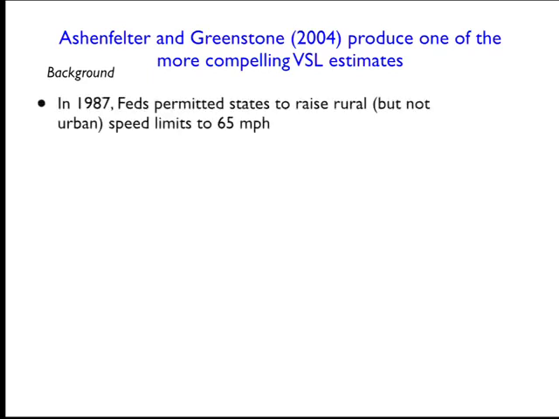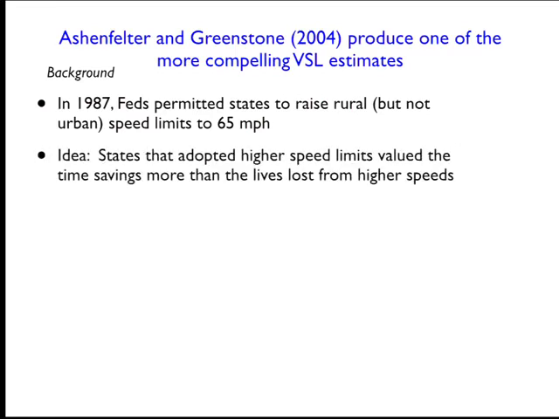Okay, so the background here is that a long time ago, before most of you were born, I believe, the speed limit was only 55 miles an hour on all highways in the United States. That itself was a reaction to an energy crisis; it used to be higher, and then they reduced the speed limit. But when it was 55, they decided in 1987 that they would permit states to raise the speed limit on rural but not urban interstates up to 65 miles an hour.